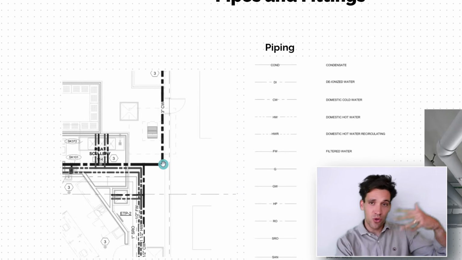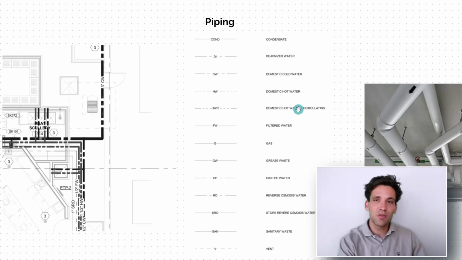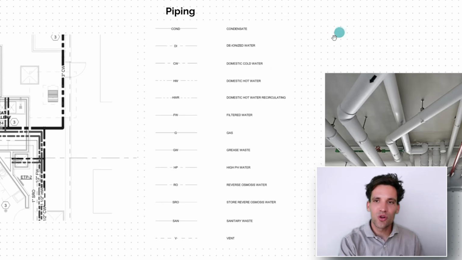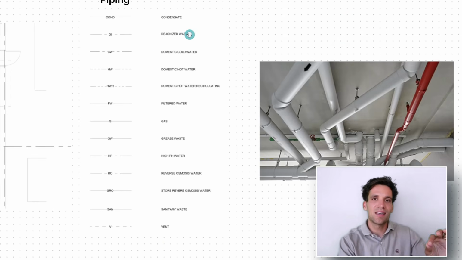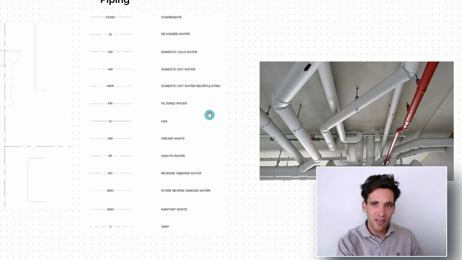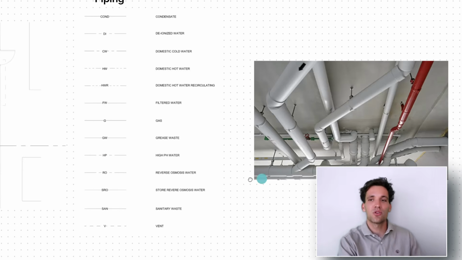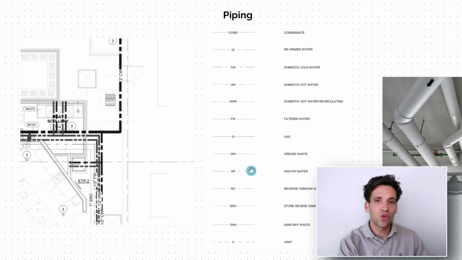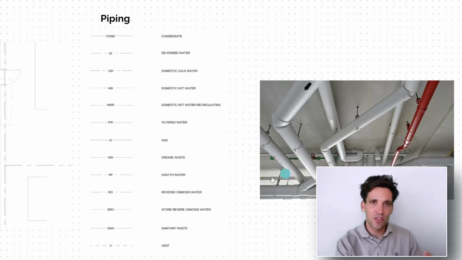The drawings I've shown you before are the overall aerial view layouts, and they are generally broken down into the different systems. You might have multiple systems on the same set of plans. And if you go to the legend section, you will be able to see all the different services that are running. So you might have condensate, deionized water if you need it for special equipment, cold water, hot water, recirculating. So that's when you're pumping water back through the building, filtered water, gas, general grease waste. All these different components have different pipework. And again, the lines on the drawings will just represent different types of pipes.